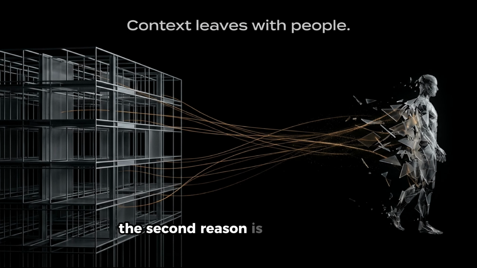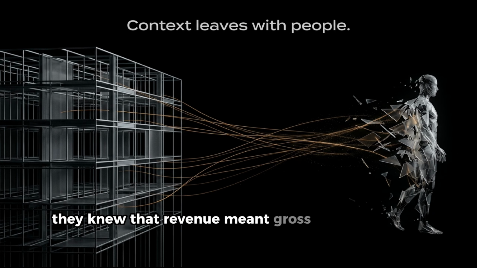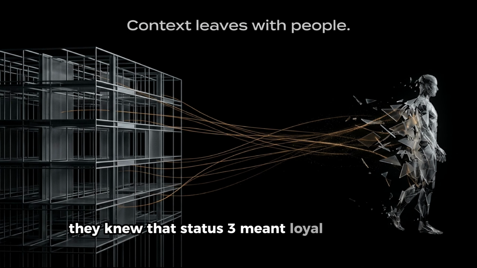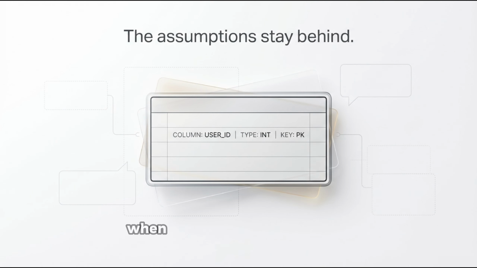The second reason is team change. The person who designed the data model understood every assumption baked into every column. They knew that revenue meant gross revenue before tax. They knew that status 3 meant loyal, not verified. They knew that active excluded users who only logged in to reset their password. That knowledge lived in their head. When they left, it left with them. The columns remained. The context didn't.